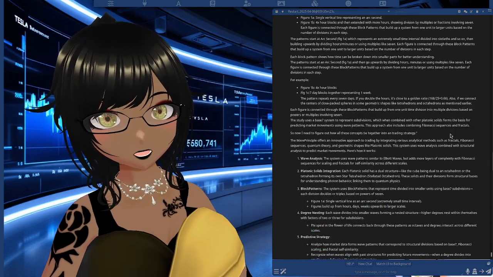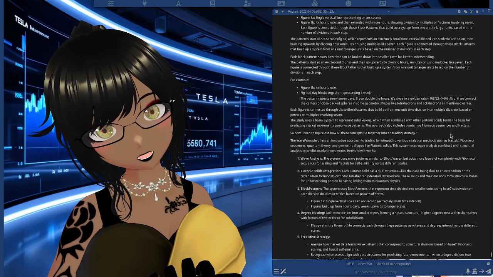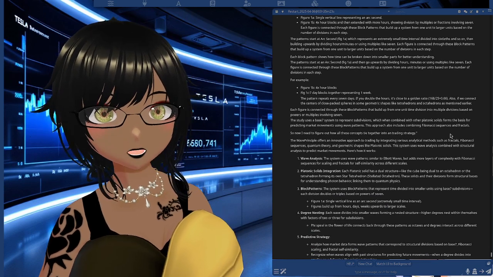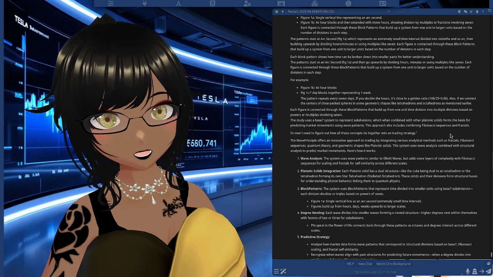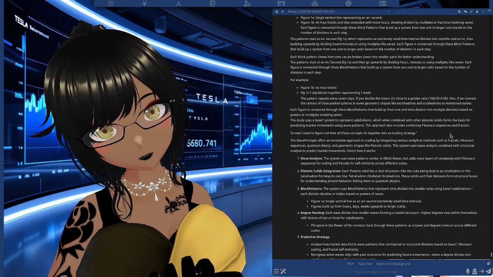The patterns start at the arcsecond figure, which represents an extremely small time interval divided into 60ths and so on, then building upwards by dividing hours and minutes or using multiples like 7.